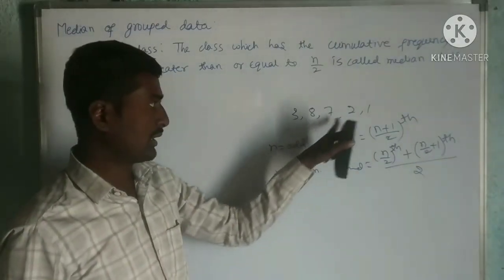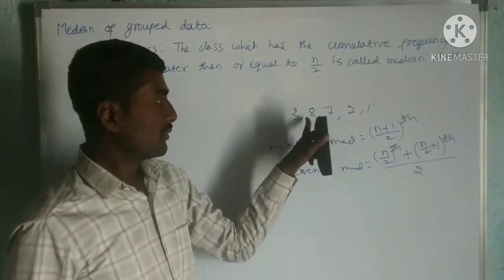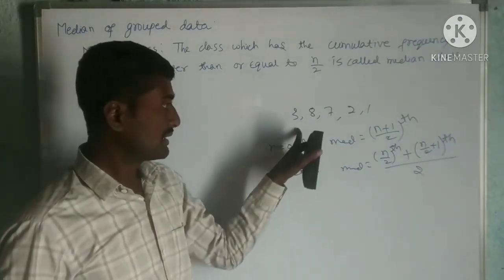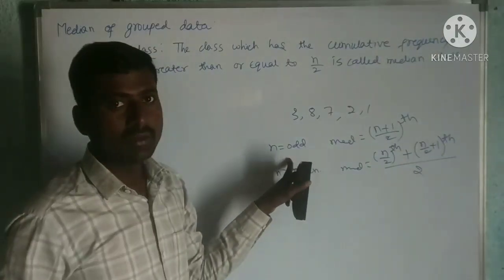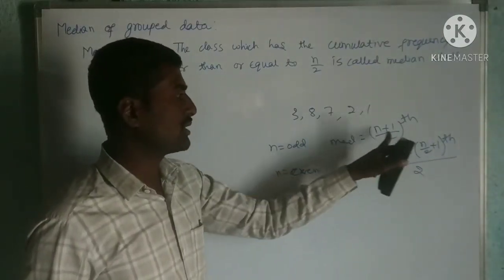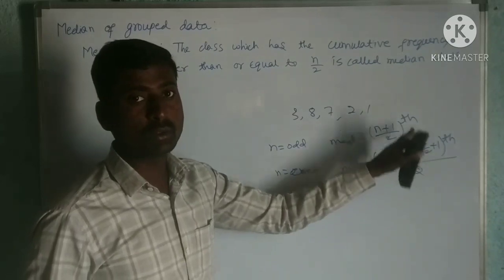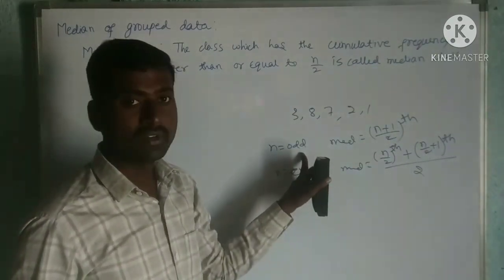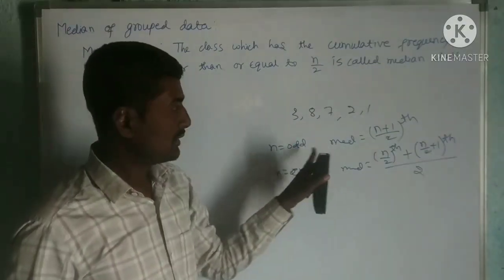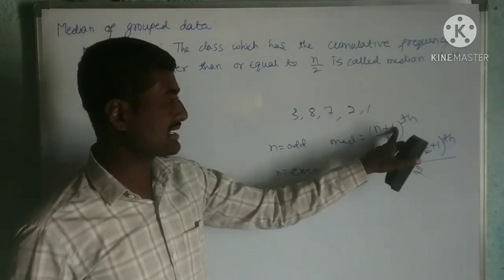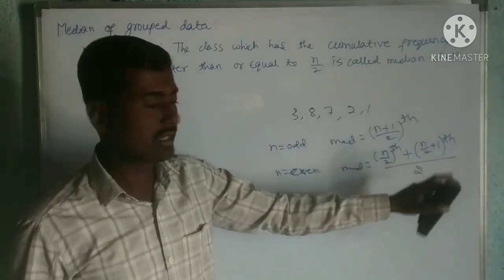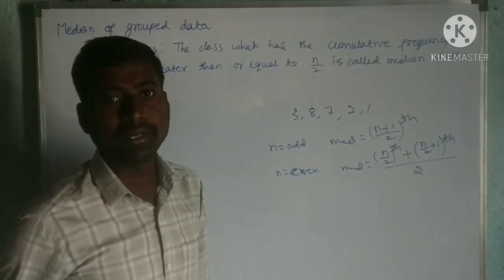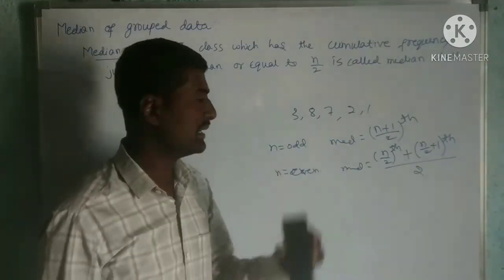So for ungrouped data, we first arrange the data in ascending or descending order. Then if the number of observations is odd, we can calculate the median using this formula, (n plus 1) by 2th observation. Here n is 5, so n is odd, therefore 5 plus 1 is 6, divided by 2 is 3, the third observation. So first you arrange them in ascending order, then the third observation will be the median.